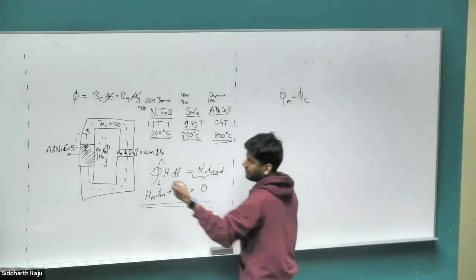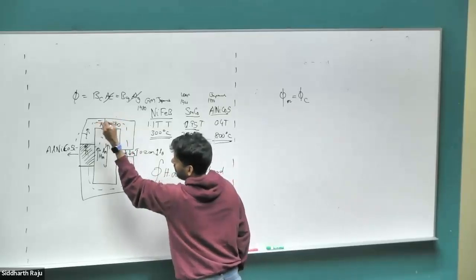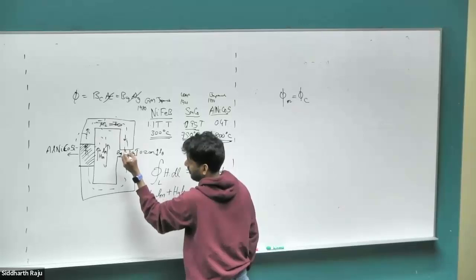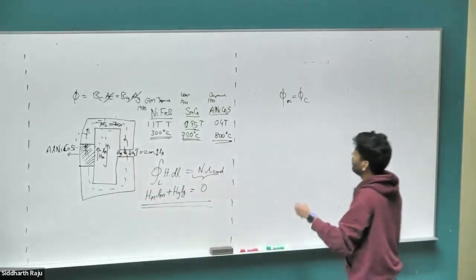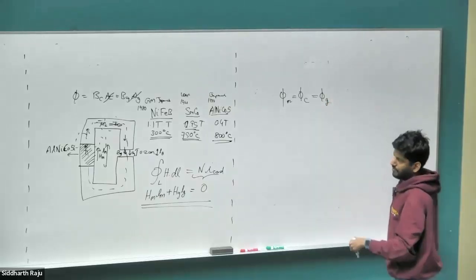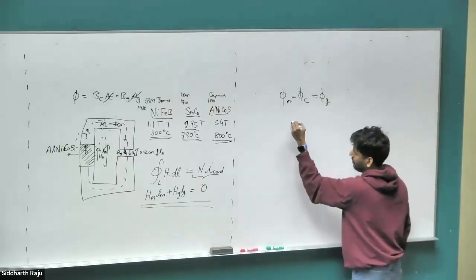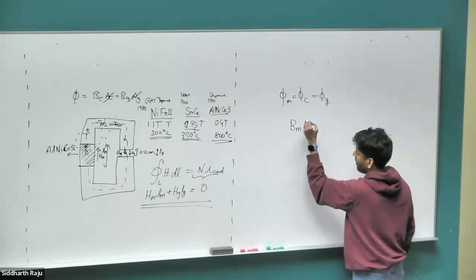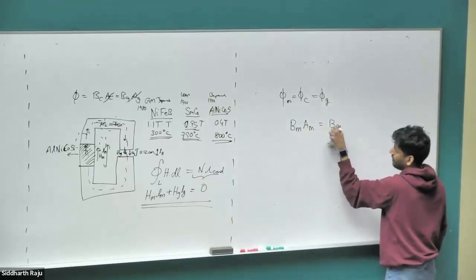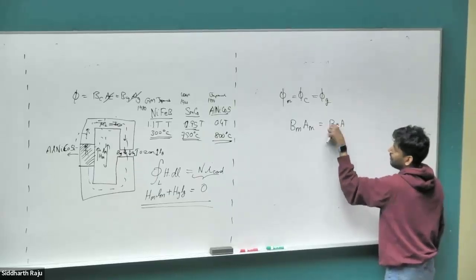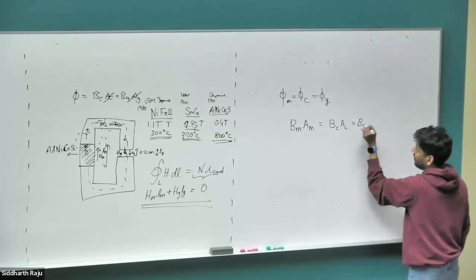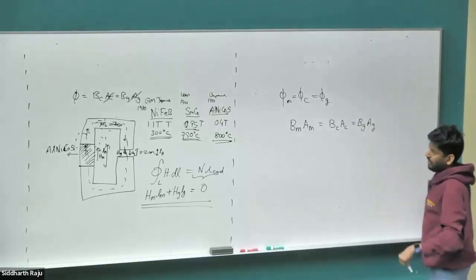And the same thing I can extend. Keep on putting boxes saying flux coming here is the same as flux leaving here, same as flux coming here is the same as flux leaving here. So flux through the core is same as the flux in the air gap. So if we substitute the values, Bm Am is equal to Bg Ag, or let me do the center step as well, Bc Ac equal to Bg Ag, right?